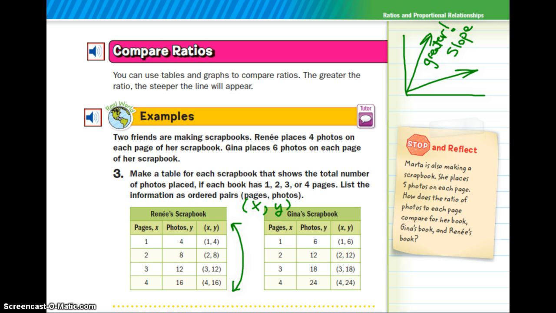For Gina, she can put 6 photos on each page. So for one page, it's 6 photos. 2 pages is 12 photos. 3 pages is 18 photos. And 4 pages is 24 photos.